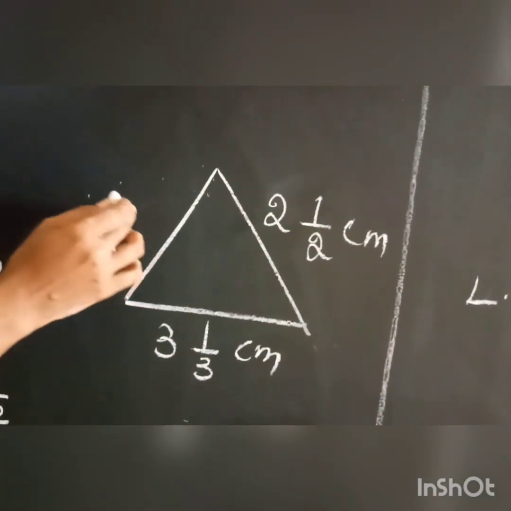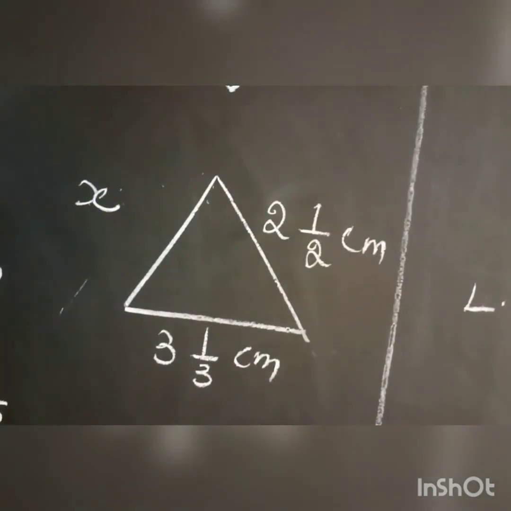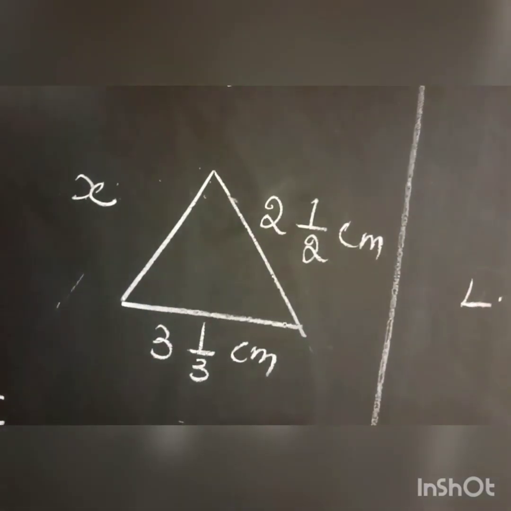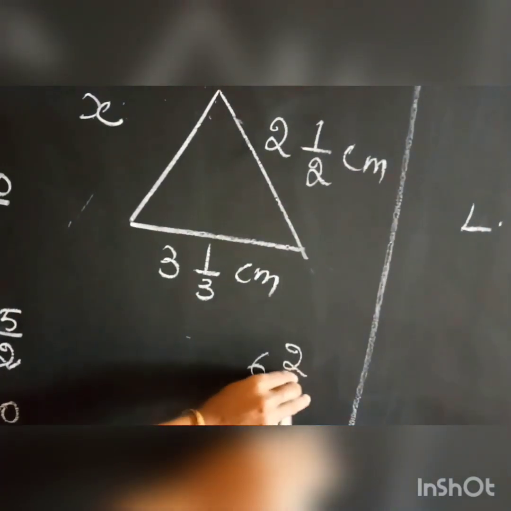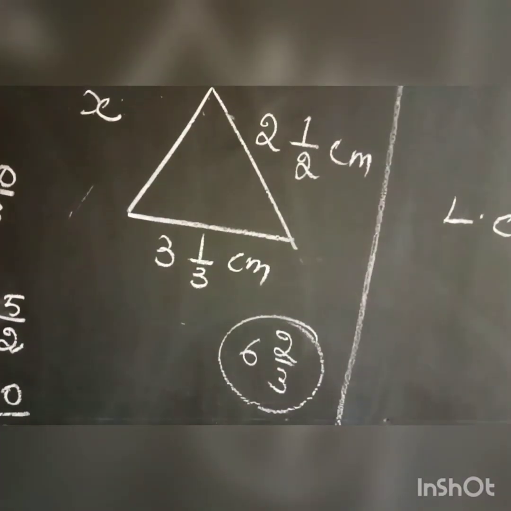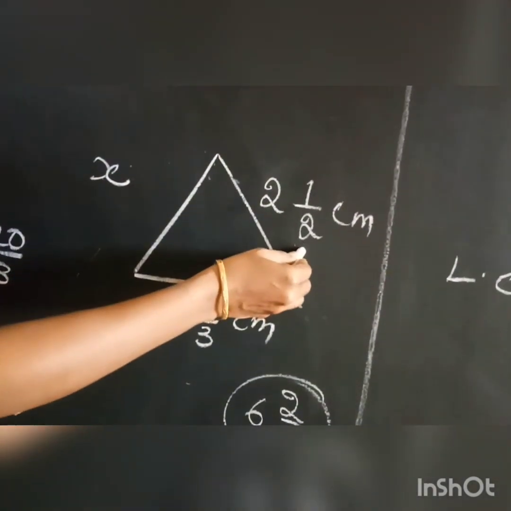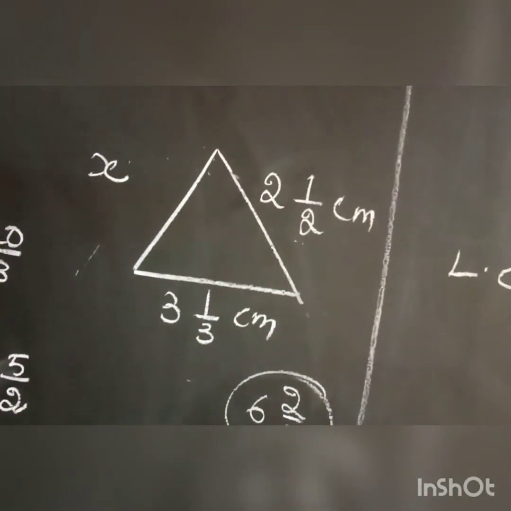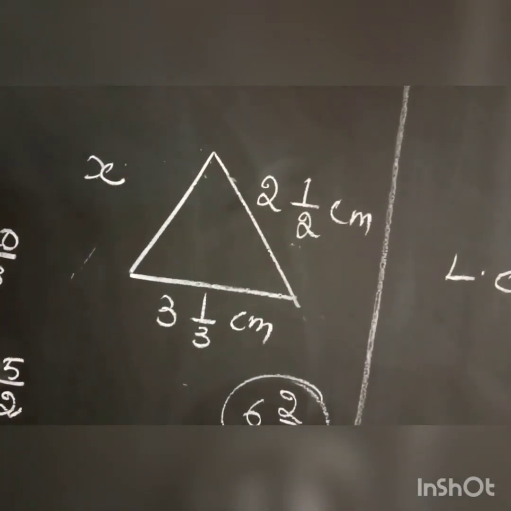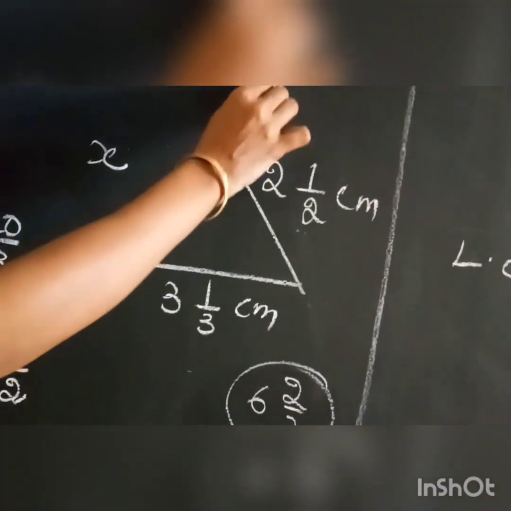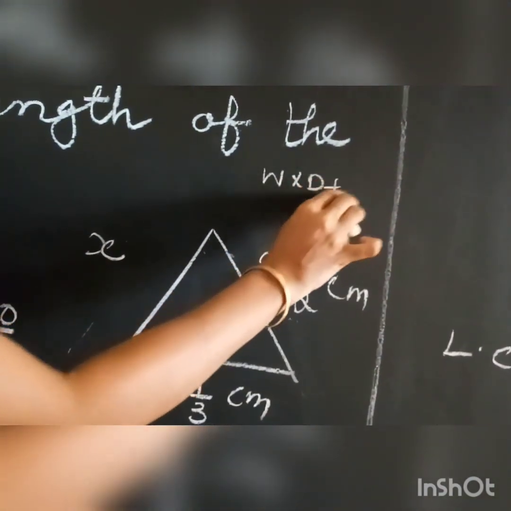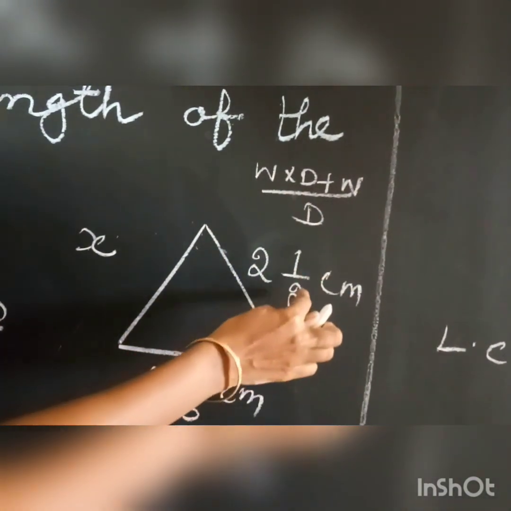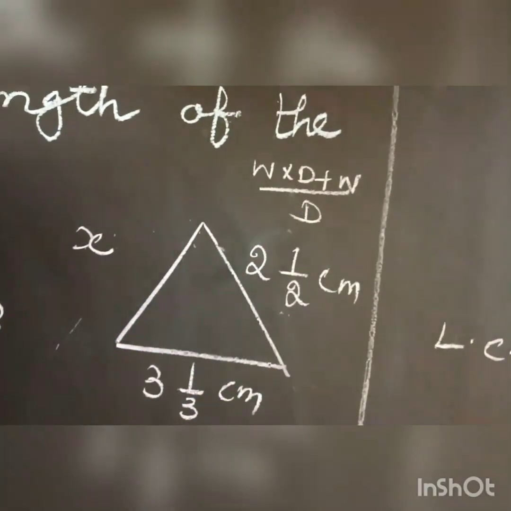The third side, the unknown value, we take as x. Okay? The sum of the three sides gives the answer 6 2/3. That is your perimeter. And see, the value is a mixed fraction. This mixed fraction we convert into an improper fraction. All of you know that formula, isn't it? What is the formula? Whole number into denominator plus numerator, divided by denominator. We apply this to the mixed fraction and get an improper fraction.